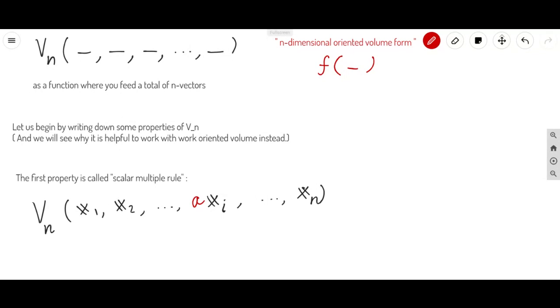So this scalar multiple rule, as you can guess, is kind of similar to a linear function. It says that you can factor this constant out. So the scalar can be taken out, and then you're left with whatever you're left with. So you have Vn, and then you write the vectors in the order in which they appear. So you have x1, you have x2, you have your xi now alone by itself without the constant multiple, and then all the way up to xn.